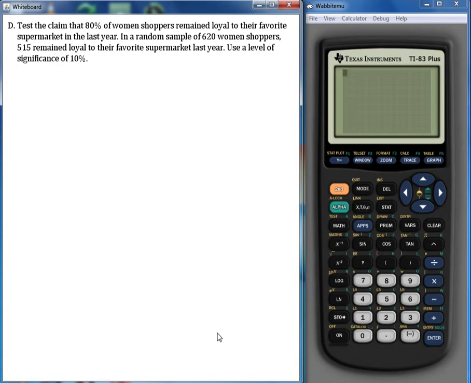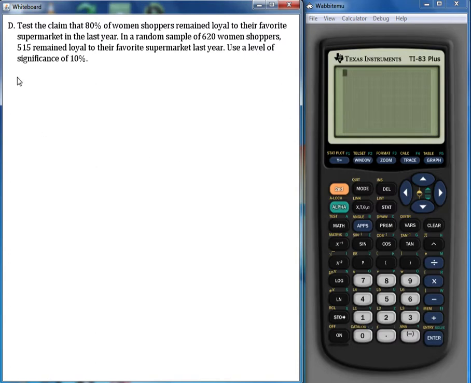Test the claim that 80% of women shoppers remain loyal to their favorite supermarket in the last year. In a random sample of 620 women shoppers, 515 remained loyal to their favorite supermarket last year. Use a level of significance of 10%.